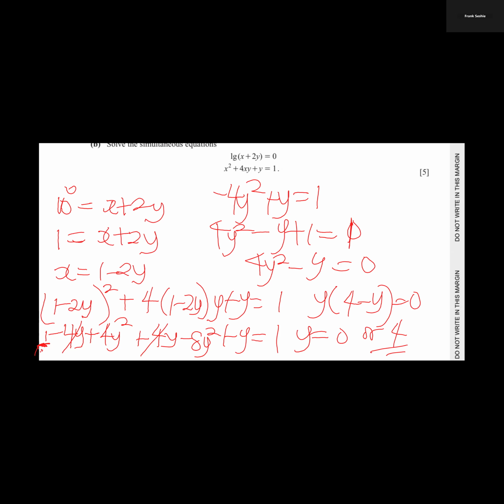So if you're now solving for x, x is 1 minus 2y. So 1 minus 2 times 0, so x is 1. If y is 4, then 1 minus 2 times 4 is 8, so x is negative 7. So if x is 1, y is 0. If x is negative 7, y is 4. So that is the solution.